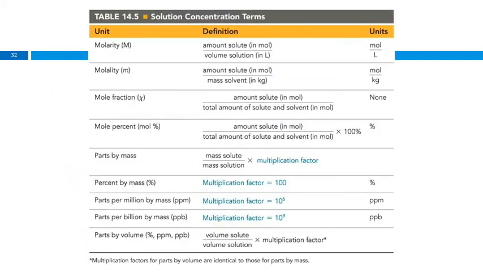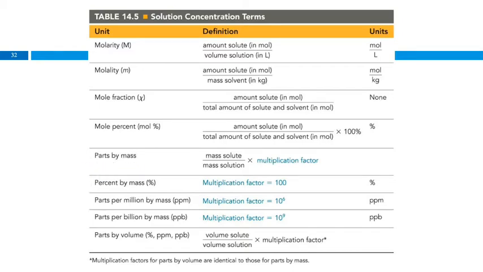There's a bunch of them. So this is a helpful table in your textbook that lists some of the more common ones used in chemistry. Molarity, we learned about back in chapter 5. That's the amount of solute in moles divided by the volume of solution in liters, and that's the most common concentration unit used in chemistry. But there are others. There's molality, which is not a misspelling of molarity. There's mole fraction, mole percent, parts by mass.